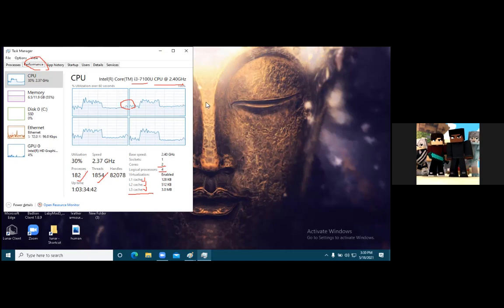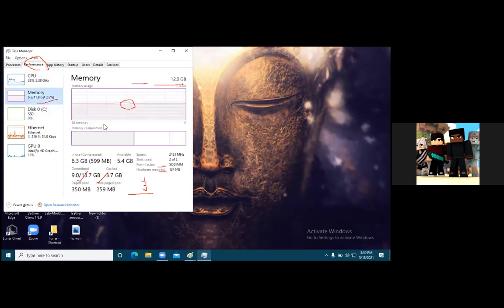Then the next one is about memory. So please go to the memory. This is your dynamic random access memory, DRAM. What you saw earlier, the CPU caches, those are called SRAM, static RAM. This is dynamic RAM, the RAM that can be removed and inserted. So in your computer it's 12 GB, which is good. So you have good capacity in your RAM.